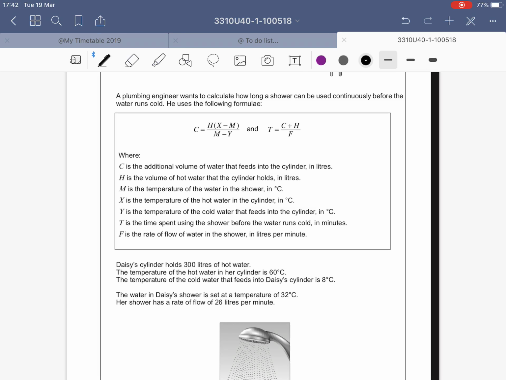Daisy's cylinder holds 300 litres of water. The temperature of the hot water in the cylinder is 60. The temperature of the cold water that feeds the cylinder is 8. The water in Daisy's shower is set at a temperature of 32. Her shower has a rate of flow of 26. Compare all that information to the formula above with all the different letters C, H, M, X, Y, T and F and what they represent.